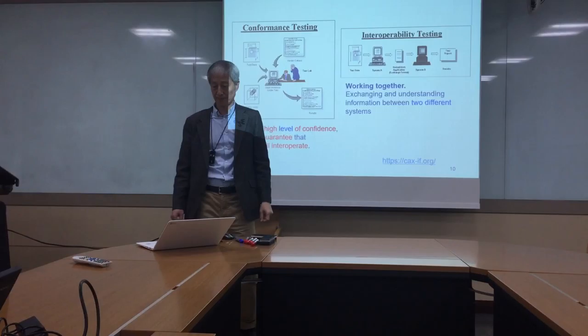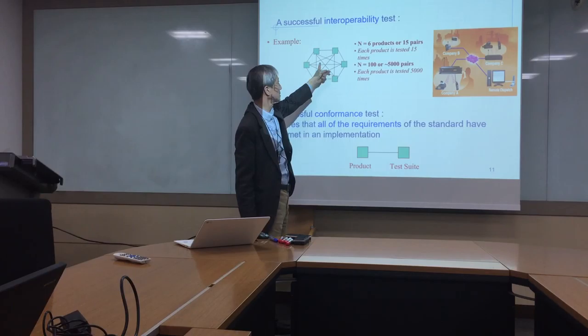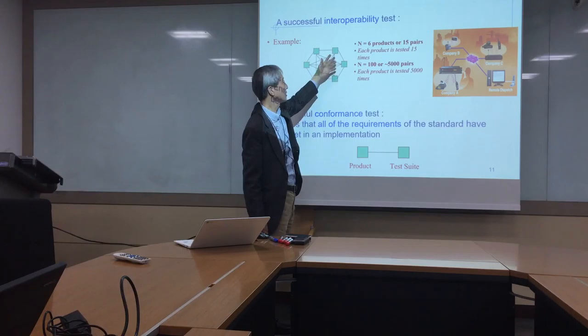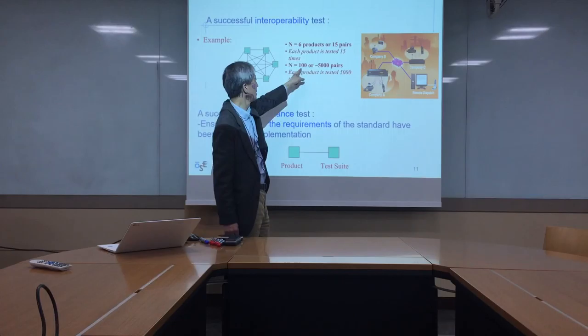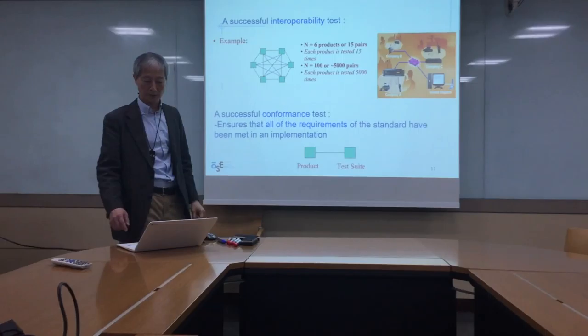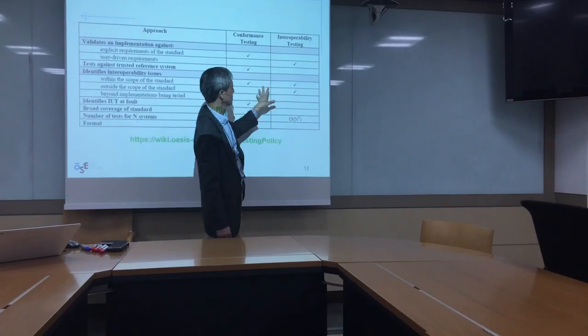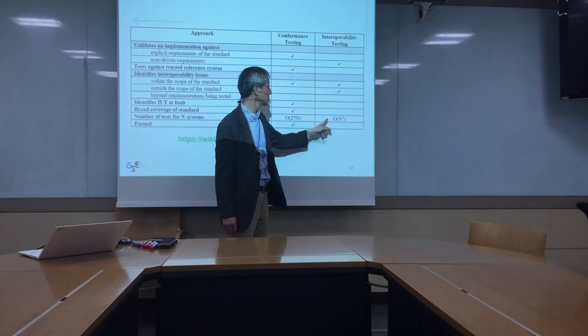And then also again, the interoperability and conformance testing, so that we finally see that there is a number of products and what is the direct testing between them, and then n squared, something like 15 pairs, or if you have 1,000 pairs, then it's too much. And conformance testing is just product and testing. Whether this requirement is met, so in comparison or tabulated something like this. The conformance testing here and interoperability testing here, they are different. Right? And also the number of testings is n squared or not. So you see that.